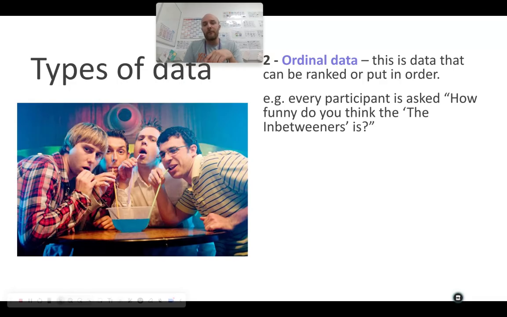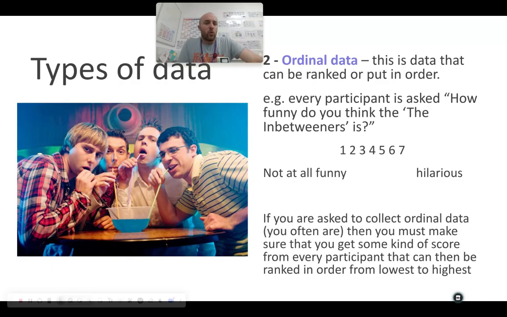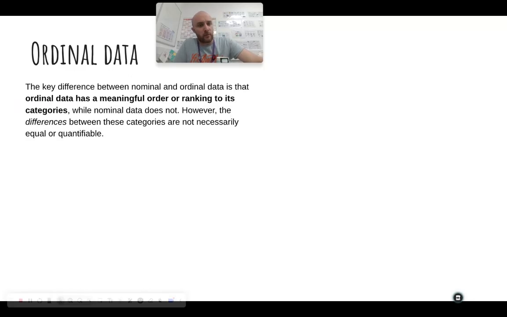So for example, how funny do you think The Inbetweeners is on a scale of 1 to 7? Now I can rank the responses, 1 being not funny at all to 7 being hilarious, and I can rank them. So that is ordinal data. And any time you're asked to collect a Likert scale or a rating scale of some kind, that is instantly ordinal data. I'll go through why. There are some examples I've got.